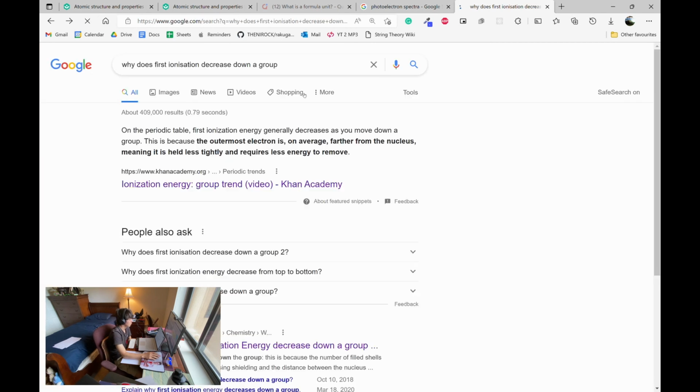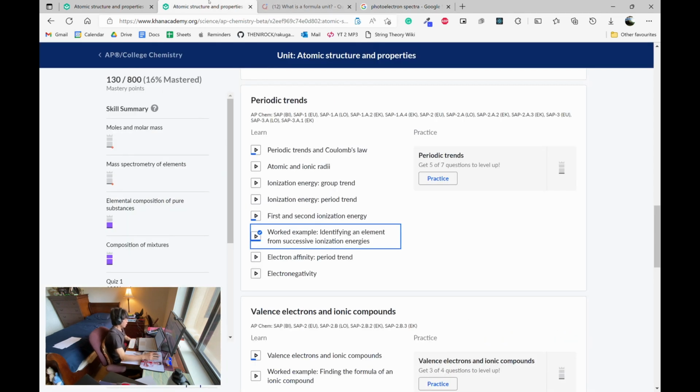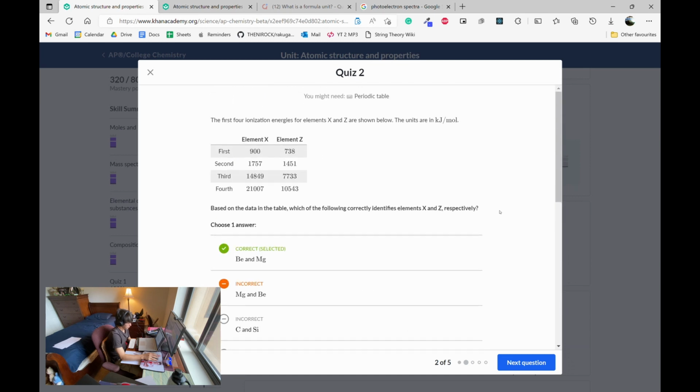First. Oh, it's not the first as in the closest to the nucleus. It's the first as in it's the first that you take off the outermost shell. Of course, the more shells you have, the more electrons you have repelling each other, so it's easier to take off the... Okay, so first should be higher for an element that's up, which is beryllium. Okay, yes, I get it now.